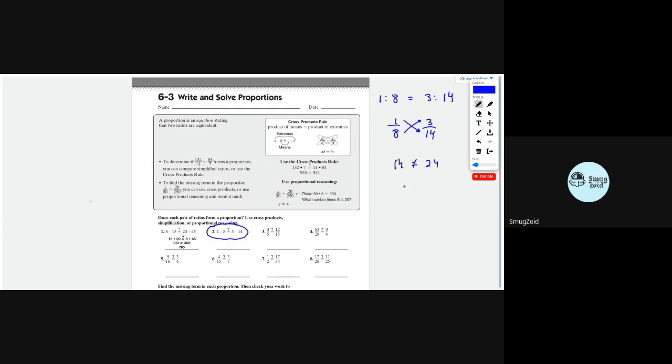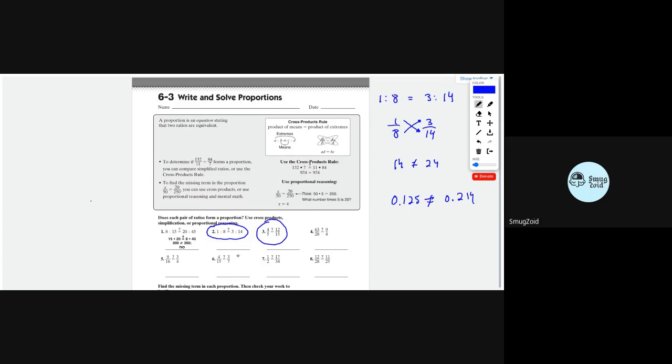Another way you could do this is dividing these numbers, and I'll show you why that doesn't work. 1 divided by 8 gives me the decimal 0.125. It's not going to be equal to 3 divided by 14, which is 0.214. This is just showing you different ways to look at proportional numbers like this.